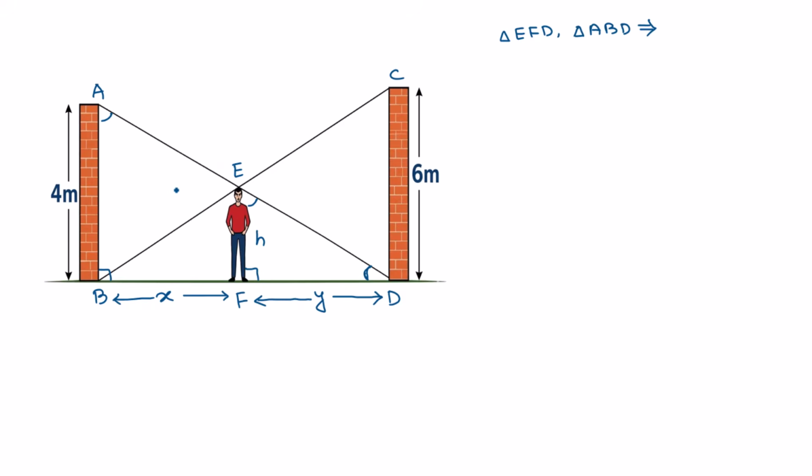According to the law of similar triangles, we can write H over 4 is equal to Y over X plus Y. So from similarity we can write this equation. Consider this as equation number 1.